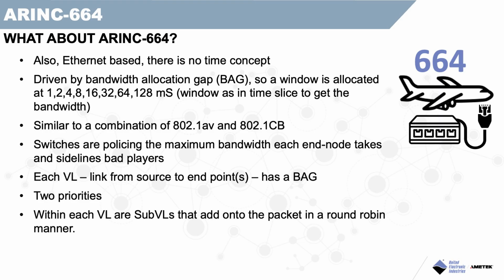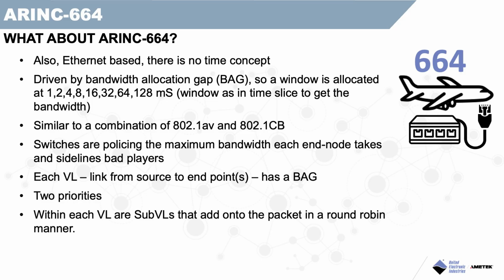So here's a more recent one, ARINC 664, 2005, at least in the 21st century, right? So how does this work? Well, ARINC 664 is also Ethernet-based, but it doesn't have a concept of time. Instead, it uses the concept of bandwidth allocation gap, or BAG, to achieve determinism. The BAG is a transmission slot of configured duration, during which time the end system may send traffic for a specific virtual link. Each slot or window is allocated 1, 2, 4, all the way up to 128 milliseconds.